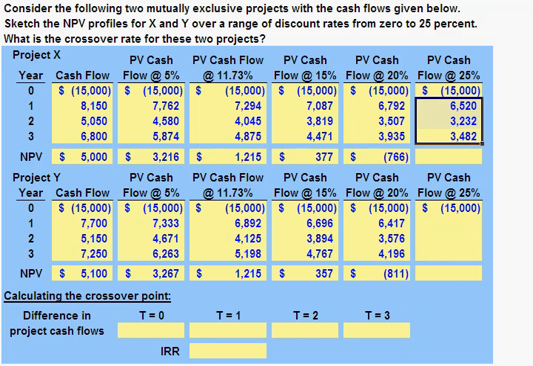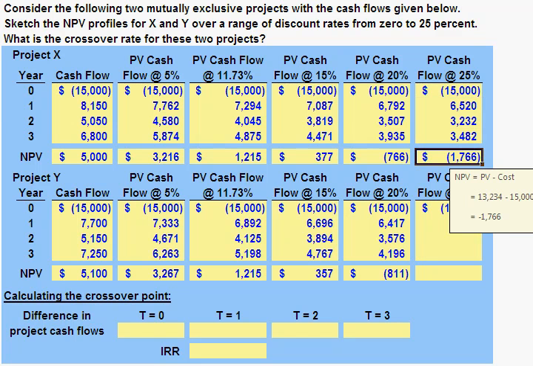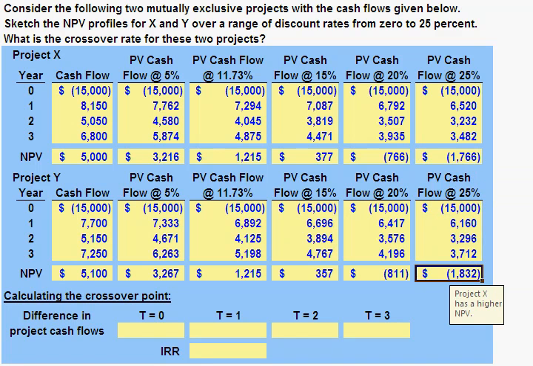At a 25% discount rate, project X has a net present value of negative $1,766, while project Y has a net present value of negative $1,832. Let's look a little bit closer at our 11.73% crossover rate. We could have gotten that by trial or error, or a better way is to first calculate the difference in cash flows at each point in time.